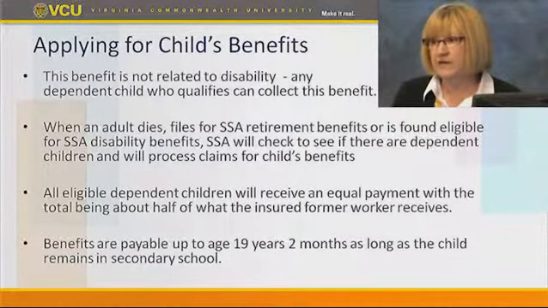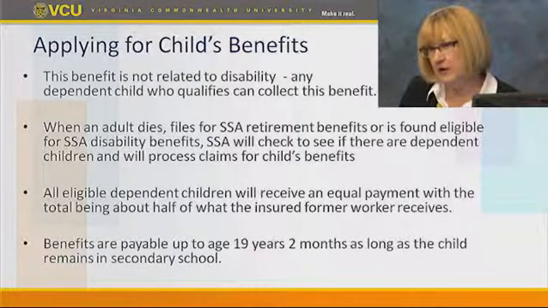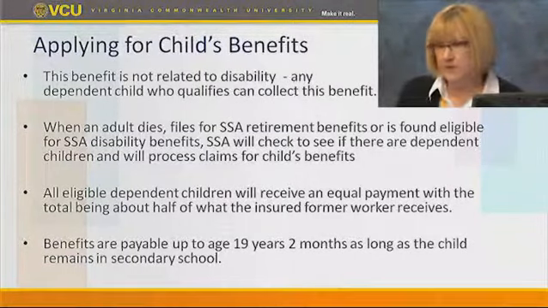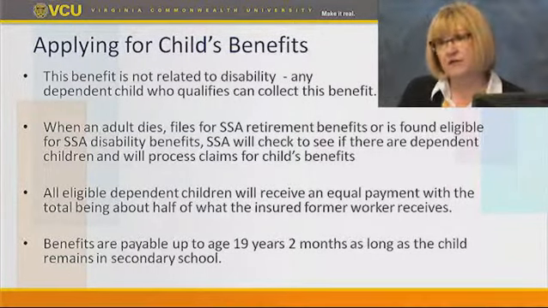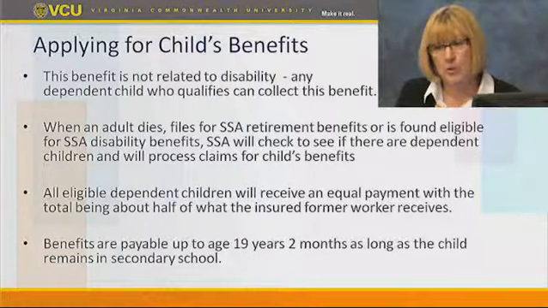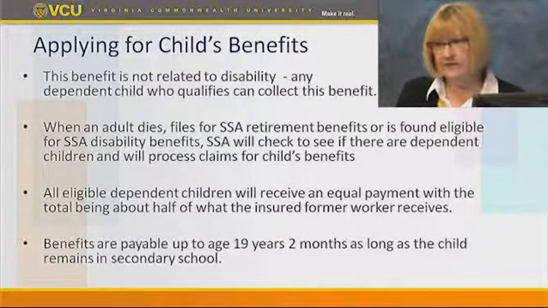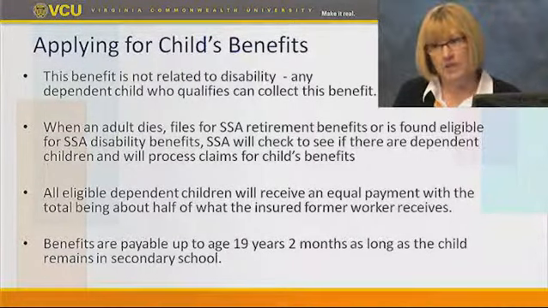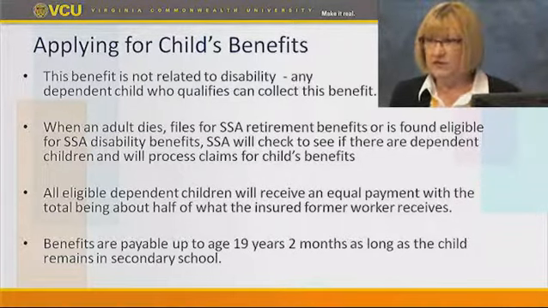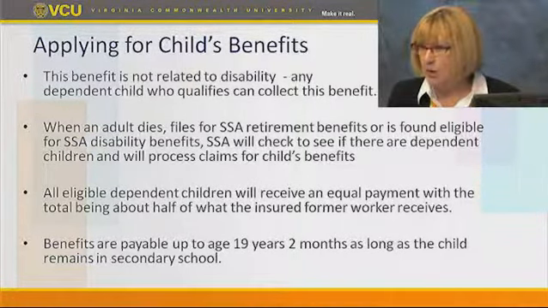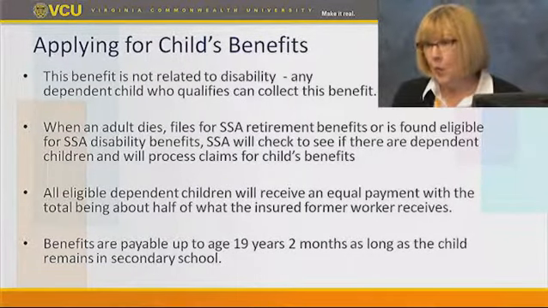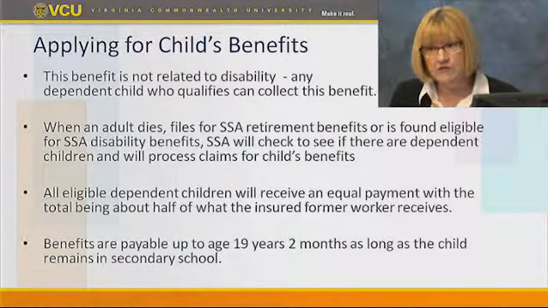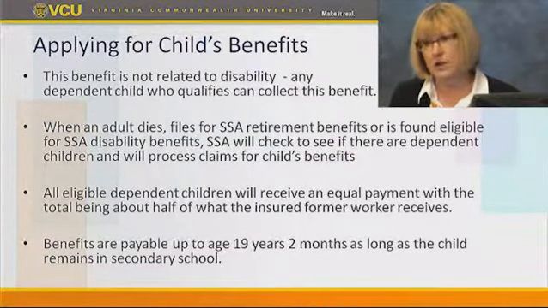And people are always afraid that somehow this will reduce the payment that's provided to the parent. No, no, it's additional. And the total amount that the dependent children receive is about 50% of what the former worker receives. So let's say that dad, the example I gave before, files for retirement, he's eligible for $1,000 a month in retirement. And so the benefit payable to dependent children would be about $500. If there's one child in the family, all $500 will go to that one child. If there are two children in the family who qualify, $250 will go to each child.